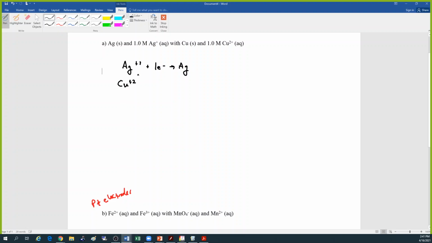So let's put the reduction reactions, both, and their potentials. What were they for each? For silver, I got 0.8, and for copper, it was 0.34. What did you conclude from these two reduction potentials? That silver was being reduced, so it's the cathode, and that copper is being oxidized, so it's the anode. Good.